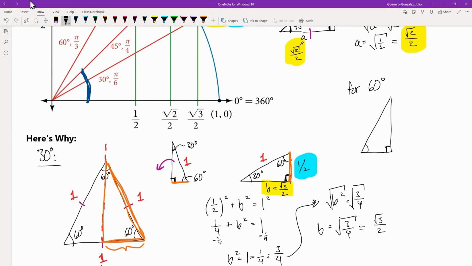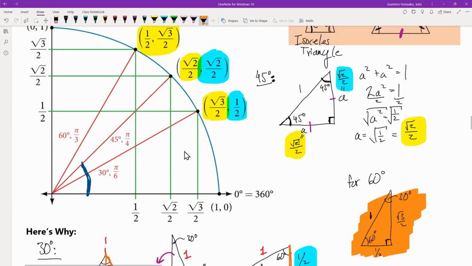Right angle there. This is 60 degrees. This is 30 degrees, right? But it's the same measurements as this triangle right here. Everything's the same, right? So then that means this side is going to be a root 3 over 2. This side's going to be a 1/2, and this side's going to be a 1. This right here is how we finish up the triangle for the 60 degrees, right? That's how we get the measurements for this triangle right here.